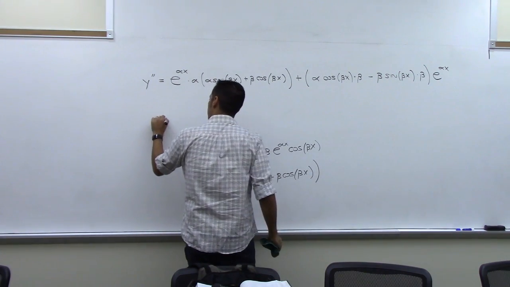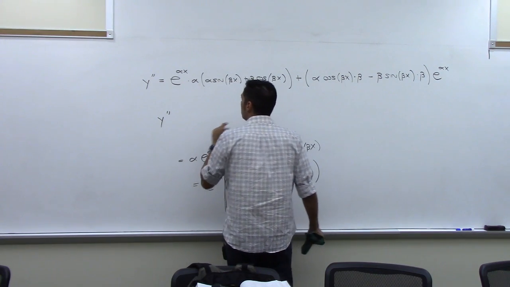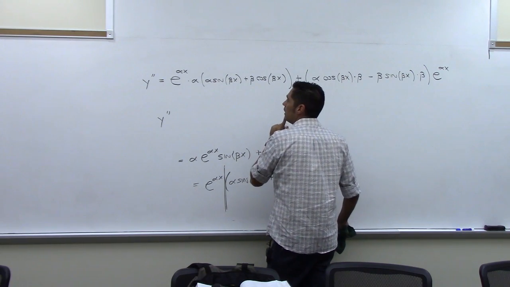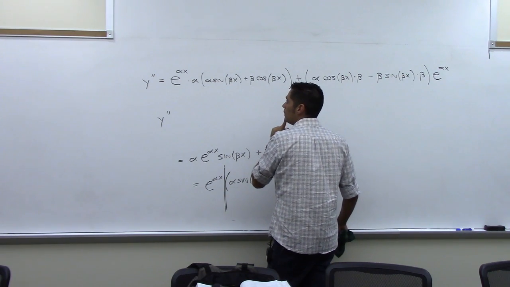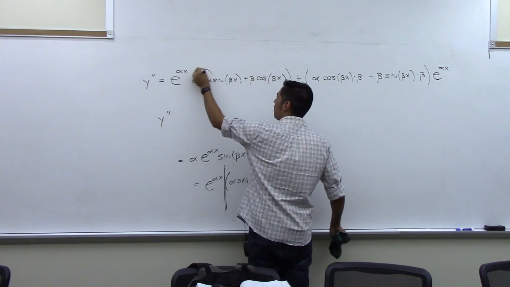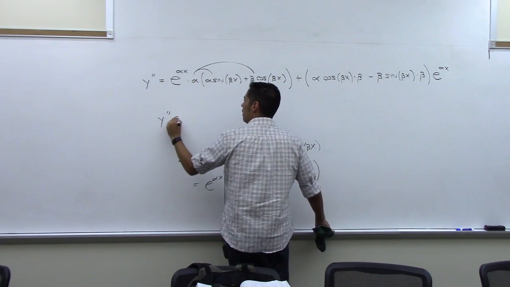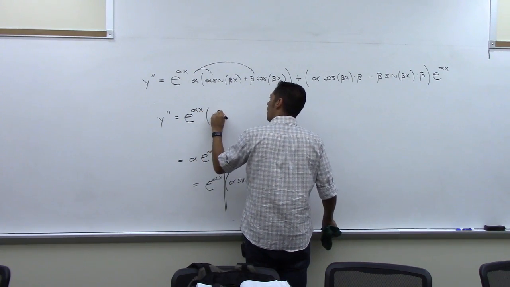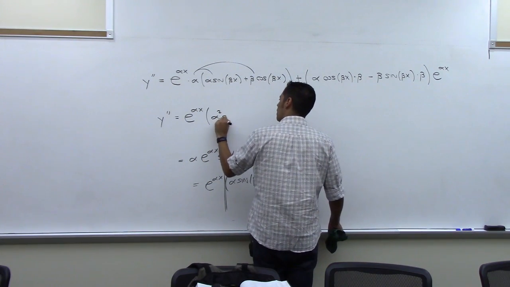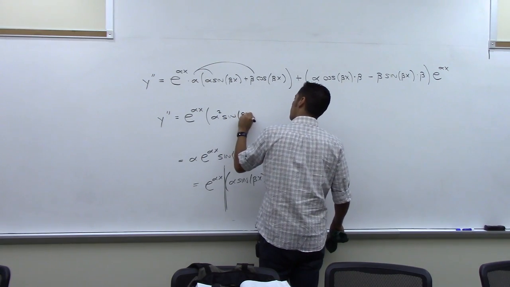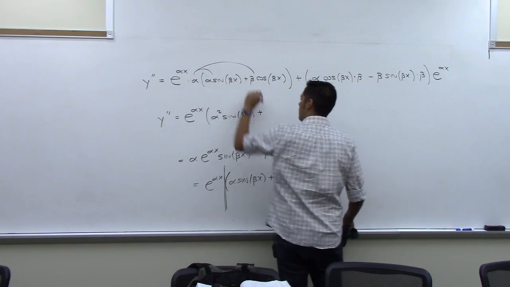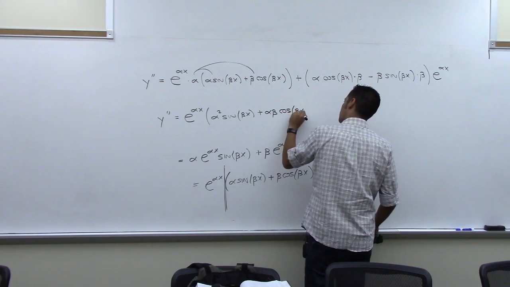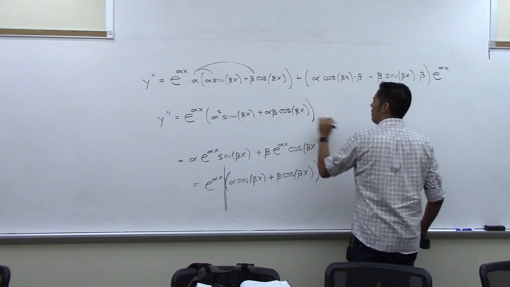Y double prime is, let's see here. How shall we do this? Let me distribute this alpha through to both of those. I'm going to leave the e to the alpha x out here. So I have alpha squared, because alpha times alpha is alpha squared, sine beta x, plus now the alpha times the beta is alpha beta cosine of beta x. And that finishes off that.